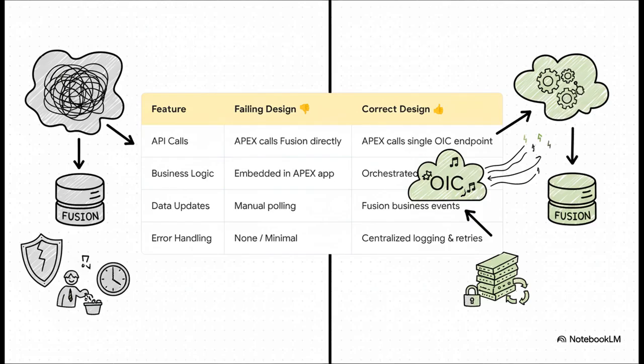It's night and day. The failing design has the Apex app calling Fusion directly, with all the business logic just stuffed inside the app itself. It relies on people doing manual work and constant polling to stay in sync, and it has pretty much no error handling to speak of. Now, look at the correct design. It is so much cleaner. The Apex app calls one stable OIC service. OIC orchestrates all the logic, it listens for Fusion events for real-time updates, and it handles all the error logging and retries centrally. So much better.